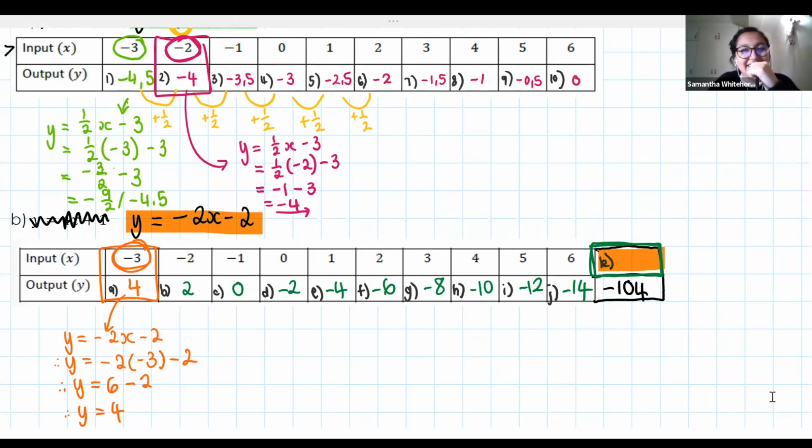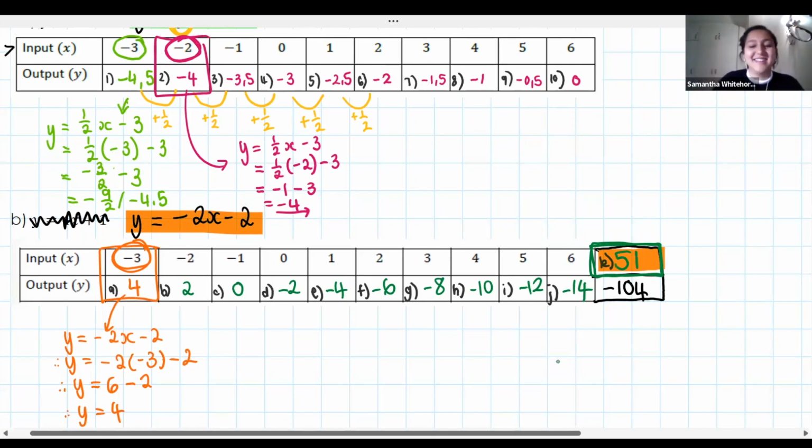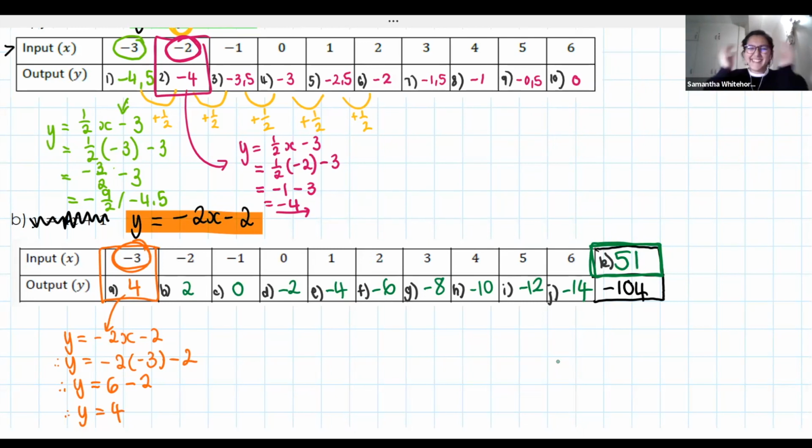Guys, who has this trophy tonight? 51. Good. The trophy goes to the girls, guys. Anyway, so Senzo is a boy, so you guys really did well. Luno, do you want to explain to us how you got 51, my dear? No problem. Yes, let's go for it. I love the spirit.